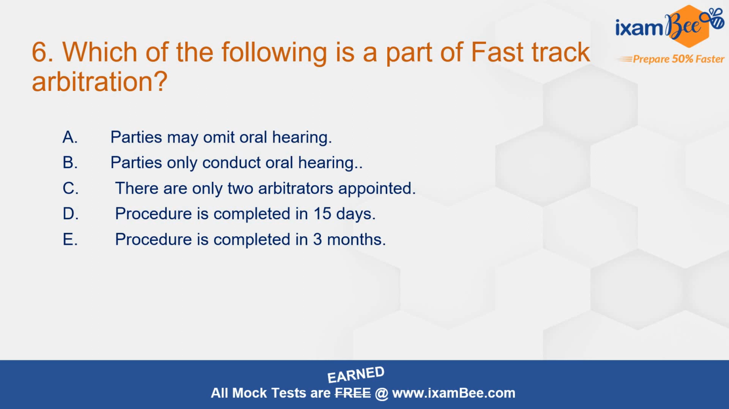Question number 6. Which of the following is part of fast track arbitration? Correct answer here is A. Parties may omit oral hearing. ये आपका फास्ट ट्रैक आर्बिट्रेशन का पार्ट है.